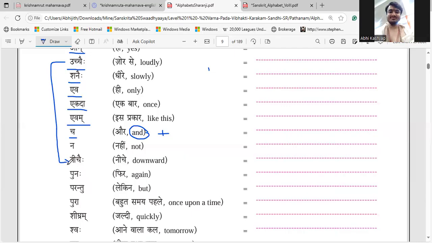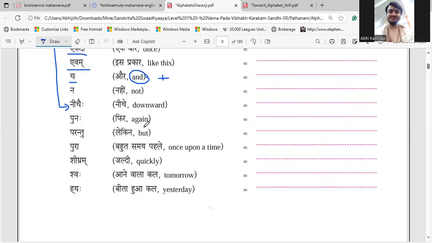So now we can see there is a difference where Uchchaihi we said loudly, Nichaihi we are saying downward. There is a difference in word usage. Uchchaihi can mean loudly as well as it can mean upward. Depends on the usage. That is why Samskritam is so flexible. Punaha, again. Parantu. Parantu is exception. But.